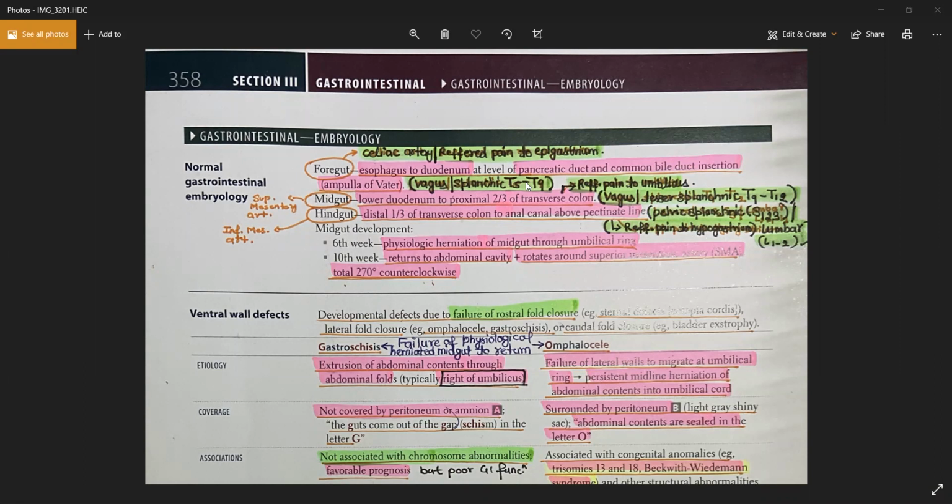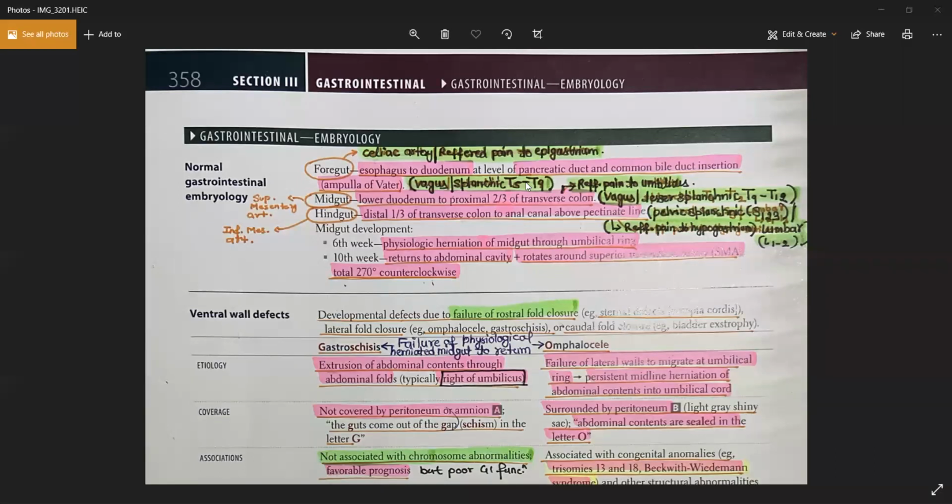The second structure is the midgut. After the duodenum, the distal part of the duodenum, or I can say the lower 1/3 of the duodenum, to the proximal 2/3 of the transverse colon. That includes the distal duodenum, the jejunum, the ileum, then cecum, then ascending colon, and then the proximal 2/3 of the transverse colon, and that even includes the hepatic flexure. It is all formed by the midgut.